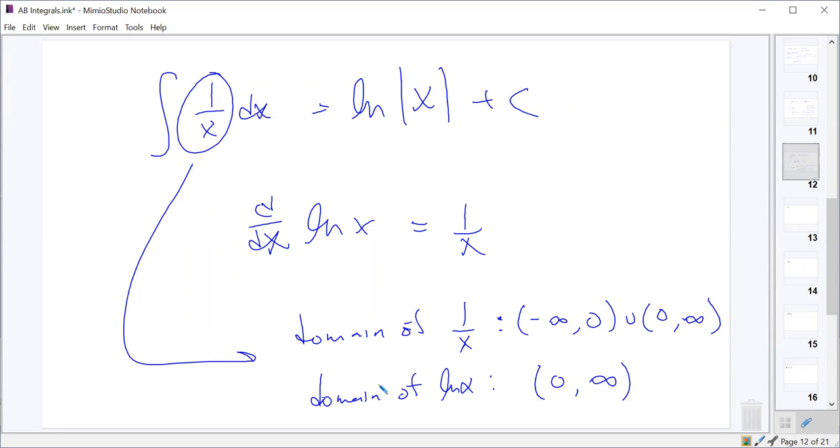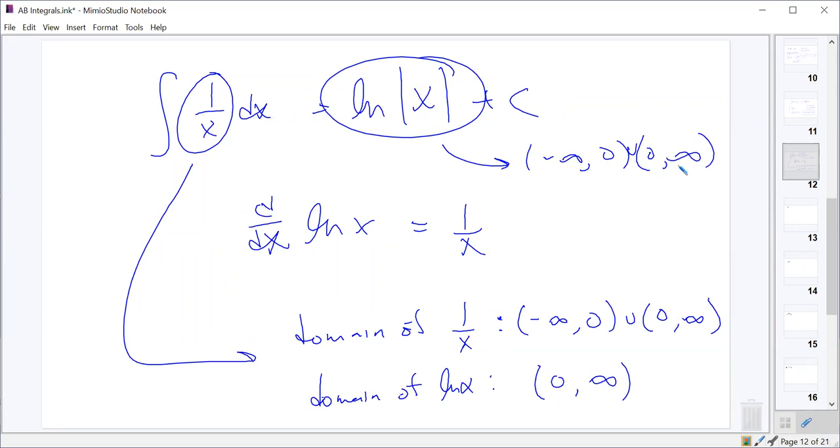The domain of this natural log of absolute value of x is negative infinity to 0 union 0 to infinity, right? Because we can plug negative values into that if there's an absolute value on it. Good or no? Yeah, that makes sense. All right, cool.